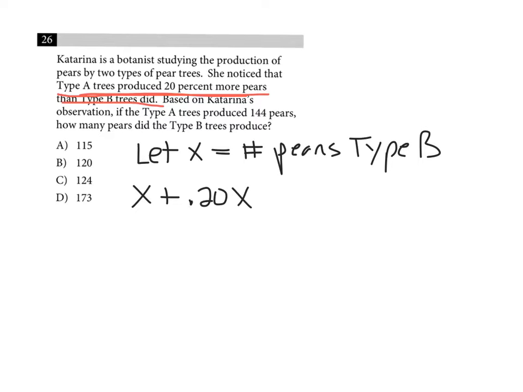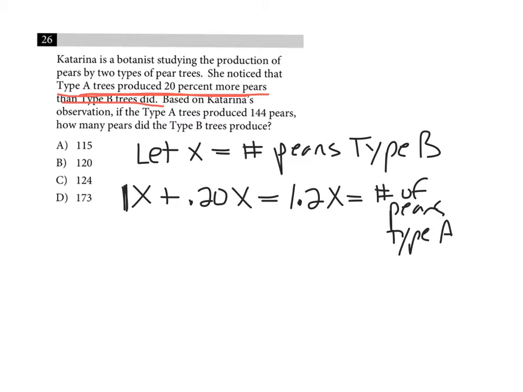20% more means you take 100%, or 1, and add 20% more. So you add 20% of the same value. So that's basically going to be 1.2x, and that's going to be the number of pears produced by type A. By far, percentage questions cause students the most difficulty. And you always let x be equal to the second thing mentioned, so x is going to be the number of type B pears, and then 20% more, you take what it was, which was x, and you add 20%, so 0.20 of the x. So that's 1.2. Now, here's where we get our equation.